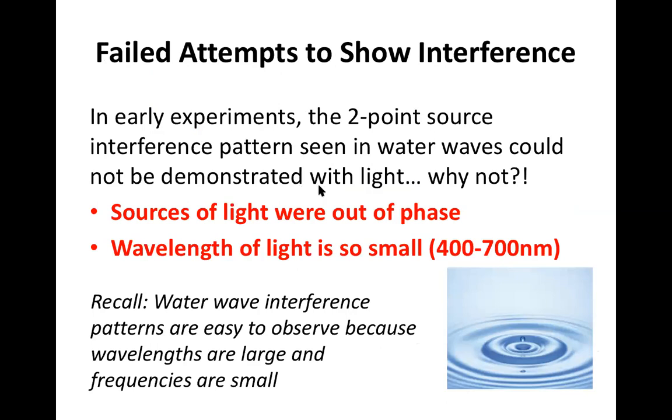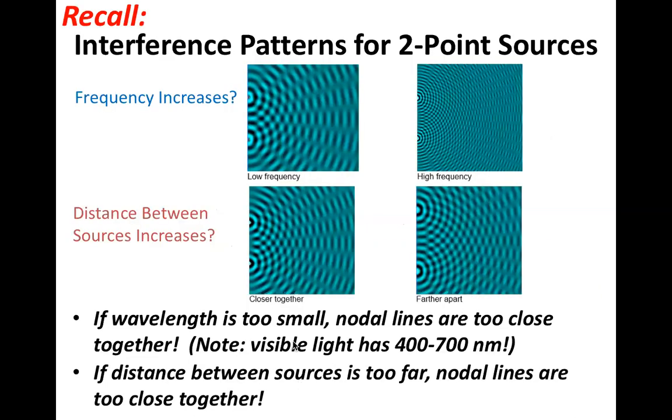And why not? The sources of light were out of phase, and the wavelength of light is very, very, very small. Recall that the water-wave interference patterns are so easily observed because the wavelengths are large and easy to measure. And remember that wavelengths are large when frequencies are small, because there's that inverse relationship according to the universal wave equation.